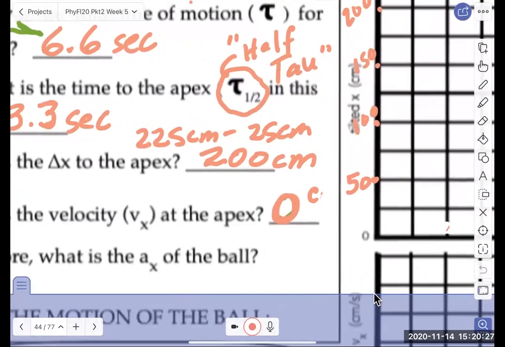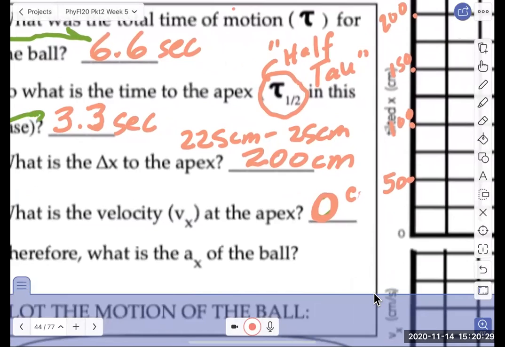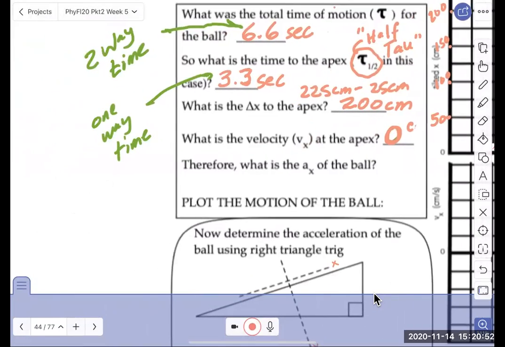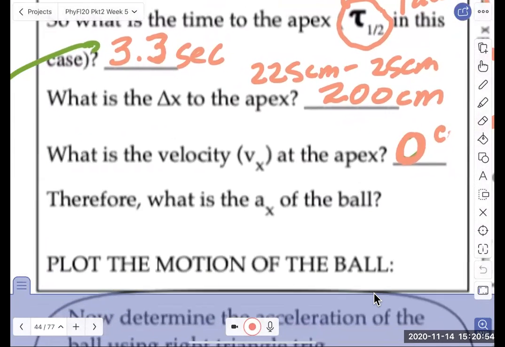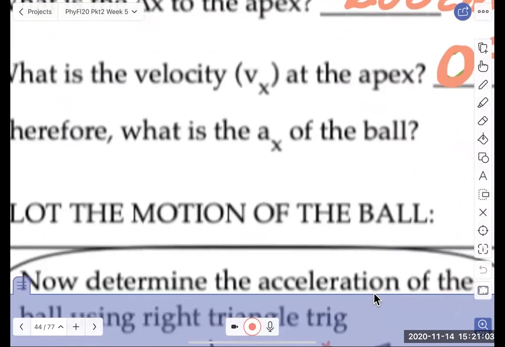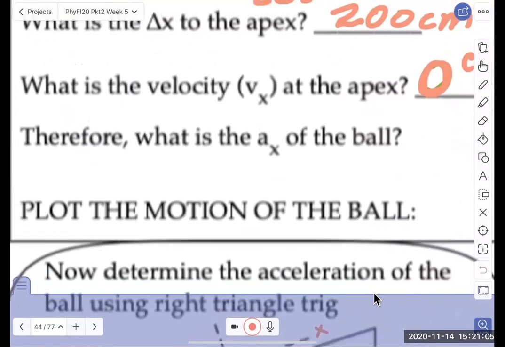Well, since the ball left the ramp at about 25 centimeters, it took a little skill, but the students got the ball to go up to almost the edge, and that was around 225 centimeters. So as a class average, once again, it'll slightly differ. We said that the one-way delta x was 200 centimeters to the apex. And then the velocity at the apex is temporarily 0 because the ball is turning around and coming back down. Okay, and so we're supposed to figure out the acceleration of the ball, and that is the hard part.